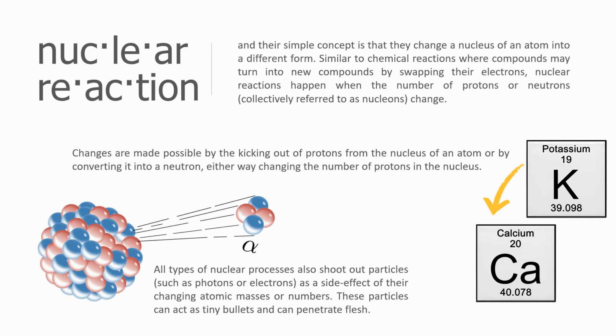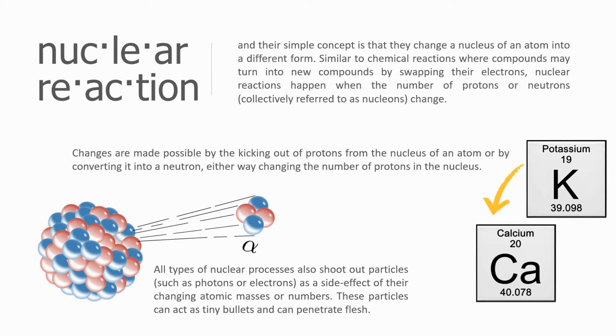So remember, when we refer to nucleons, we are putting together protons and neutrons since they are the subatomic particles comprising the nucleus. Now, the changes are made possible by kicking out protons from the nucleus of an atom or by converting it into a neutron. Either way, changing the number of protons in the nucleus. Now, all types of nuclear processes also shoot out some particles such as photons or electrons as a side effect. The shooting of photons or electrons are not actually the major product of these processes, but they are only byproducts.